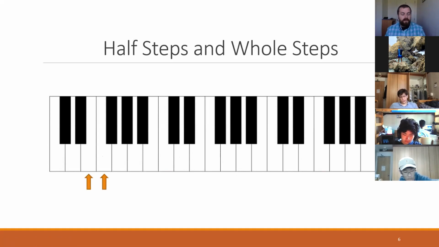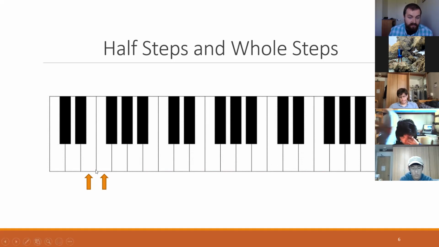So these 2 notes, for instance, we start, say, on this white note, and then we ascend to the next adjacent note, which happens to be another white note. This is a half step. These 2 notes here are a half step. And half steps don't depend on whether you're going up or down. It's still a half step if you're going down as if you're going up. It's regardless of direction.